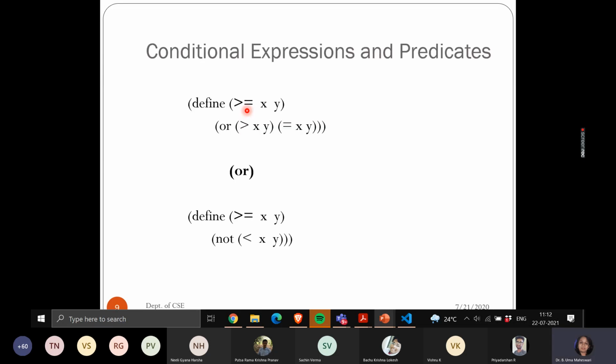So by using the not operator, we can write x less than y. That also is possible, right? So there are alternatives available, but you have to be very careful. The body section should be a primitive one. It should be easily understandable by the Lisp interpreter.